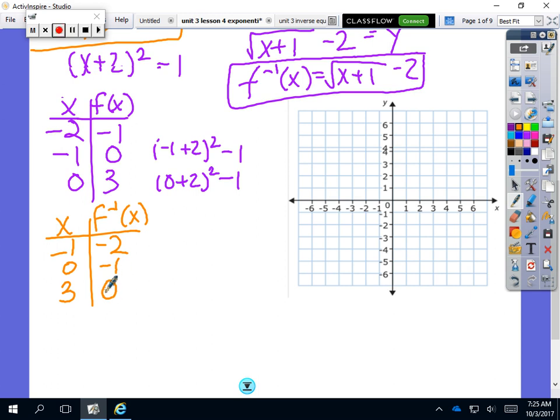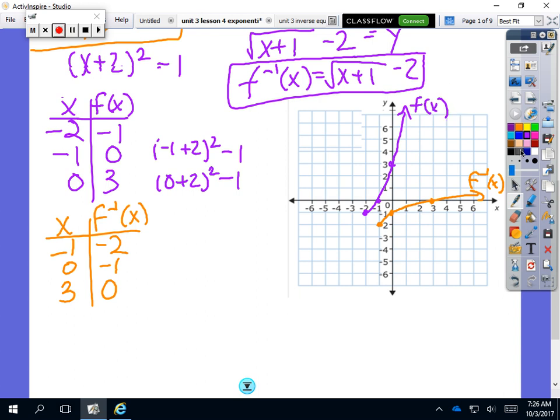So let's plot both of those functions. You've got -2, -1, -1, 0, and 0, 3. Just start there, and it's half of a parabola. And then that's f of x. F inverse, we go to -1, -2, 0, -1, and 3, 0. Okay, so that's f inverse. And this was f of x.